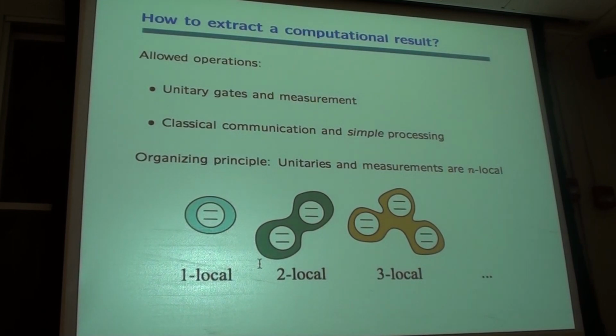So in quantum mechanics, what can these operations be? They can be unitary operations and measurement. In addition, we allow classical communication, very simple processes. So I can substitute operation for gates? Yes, you can do that. And really, I'm talking about unitaries and projective measurements here.